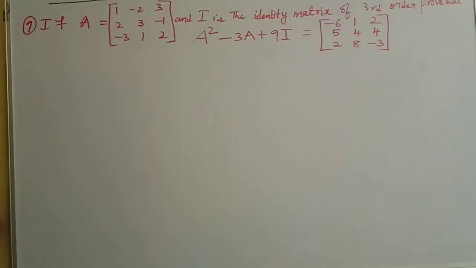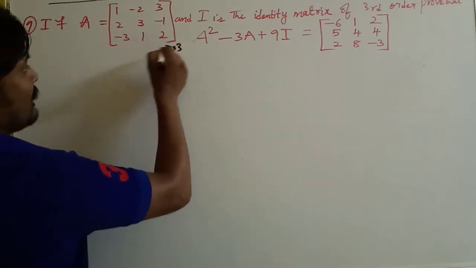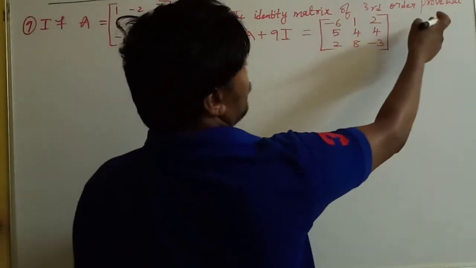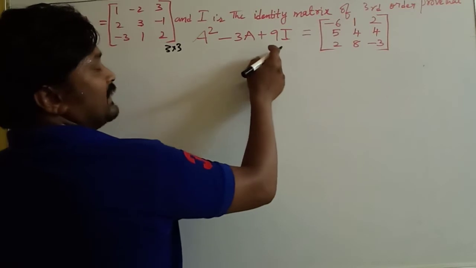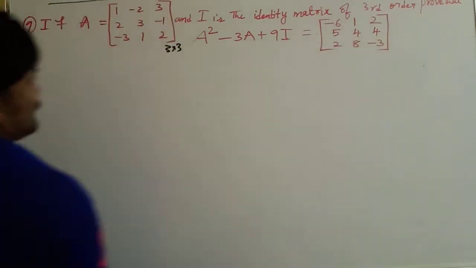Alright, let's move on to exercise number 3.2, problem number 9. If A is a 3 by 3 matrix and I is the identity matrix of third order, which is also a 3 by 3 matrix, then prove that A square minus 3A plus 9I is equal to the matrix [minus 6, 1, 2; 5, 4, 4; 2, 8, minus 3].